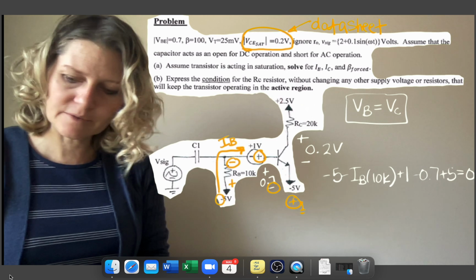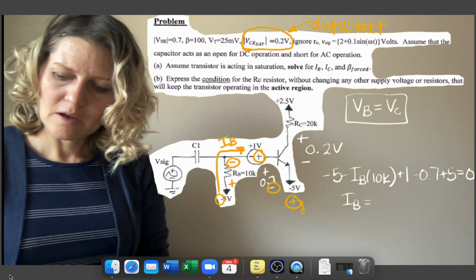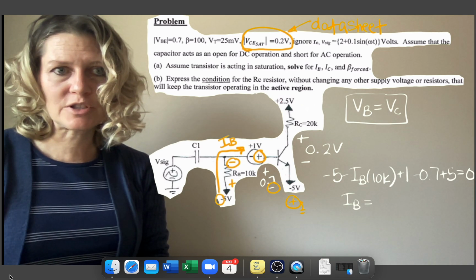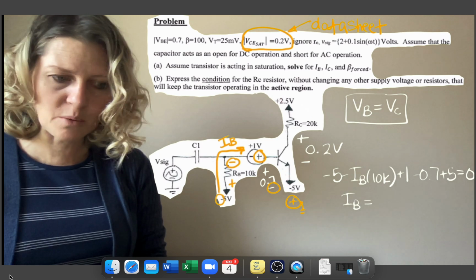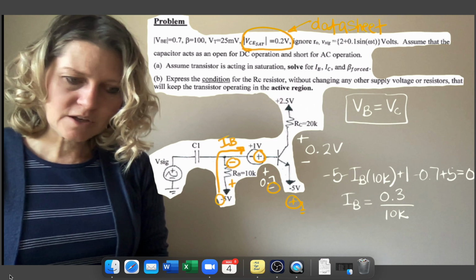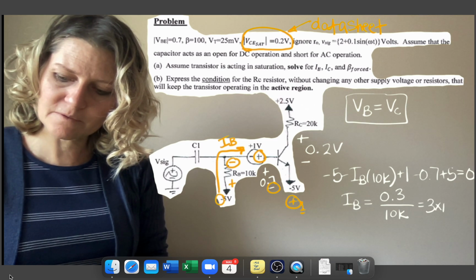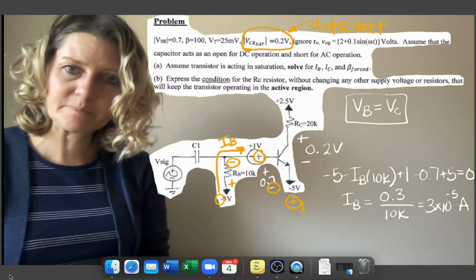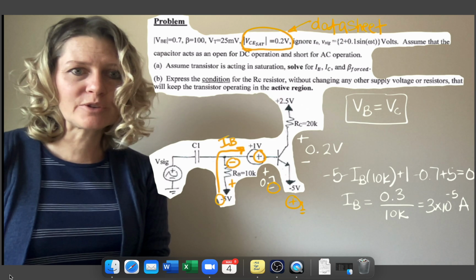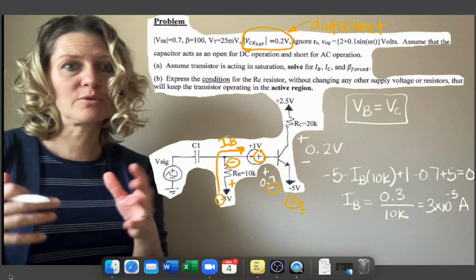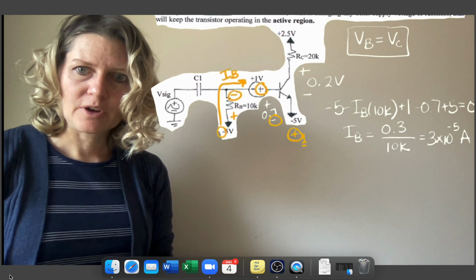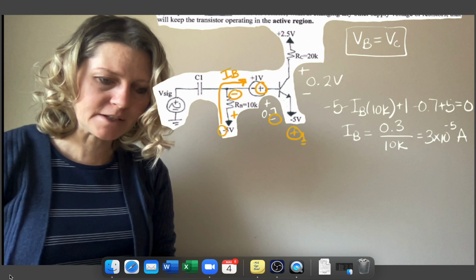And now I can solve this for IB. The 5 and the -5 will cancel, and I can take the IB over to the other side to get positive, which leaves me with 0.3 on this side over 10K, to give me 3 times 10 to the -5 amps. So now I have IB. Again, I cannot use the relationship like we did with the active region where you were able to relate each one. So from here, I'm going to need to use another loop to get IC.